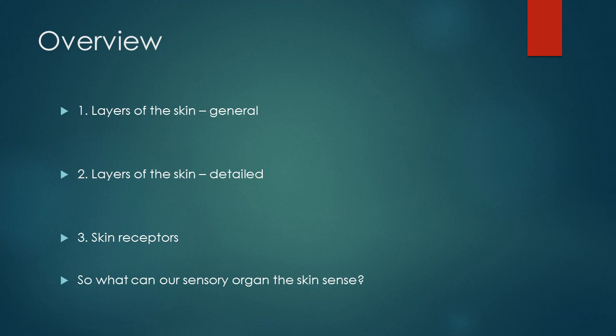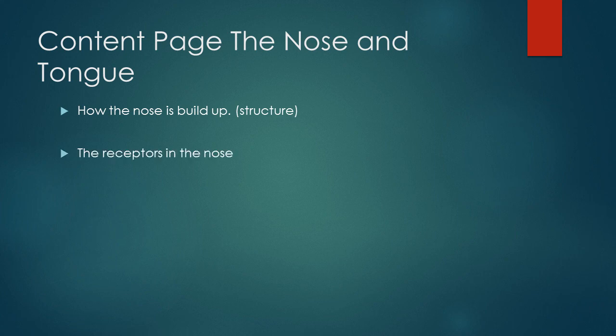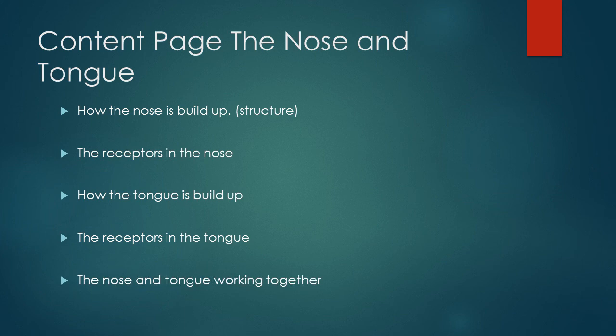That was the skin. We continue on to the nose and tongue. In the nose and tongue we're going to look at how the nose is built up, so which parts we find in there, and the receptors in the nose. Same goes for the tongue, how the tongue is built up and the receptors in the tongue. Most importantly in this paragraph is the nose and tongue working together. Why and how?